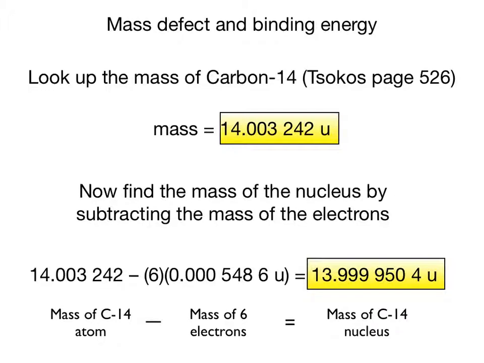Now find the mass of the nucleus by subtracting the mass of the electrons. Well, the mass of an electron is 0.0005486 atomic mass units, so multiply that by 6 and subtract it from the mass of the carbon-14 atom, and we get 13.9999504 atomic mass units. So all we did is we looked up the mass of a carbon-14 atom, and we looked up the mass of an electron, and subtracted the mass of 6 electrons from the carbon-14 atom, which ought to give us the mass of the carbon-14 nucleus.